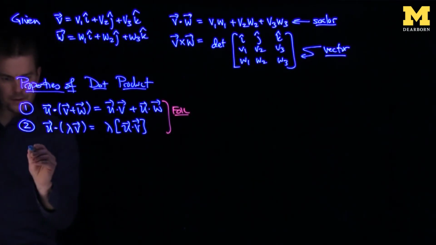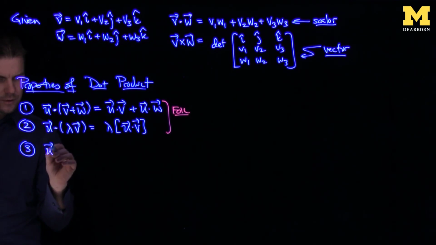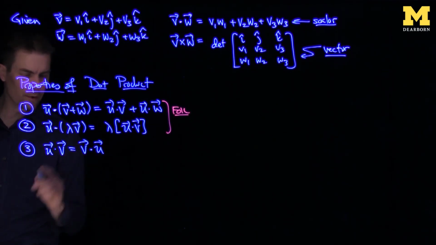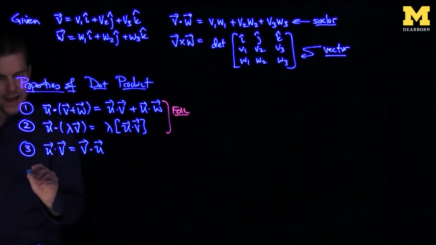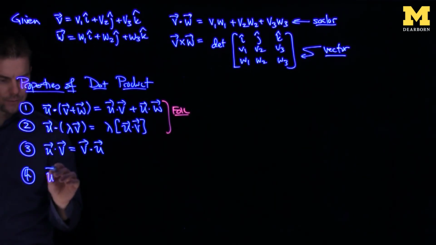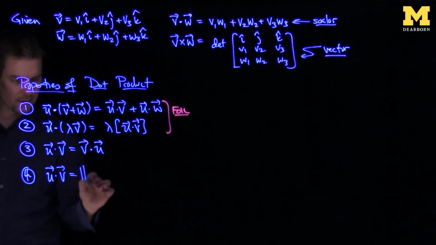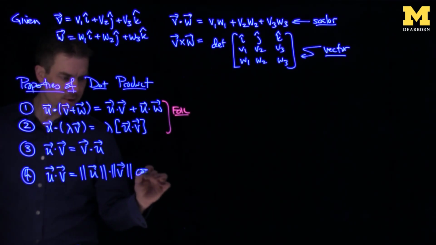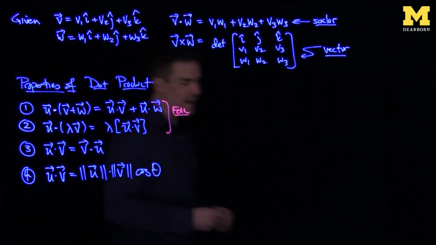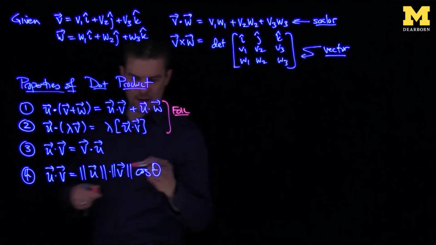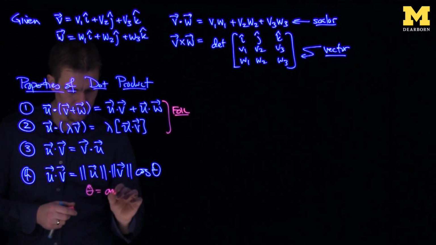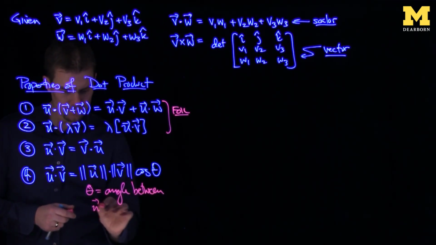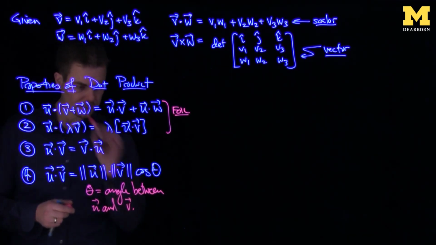The third property is that the dot product is commutative. So if I have u dot v, that's the same thing as v dot u. And we have the angle relationship, which is u dot v is the length of the vector u times the length of the vector v times the cosine of theta, and here theta is the angle between the vectors u and v.